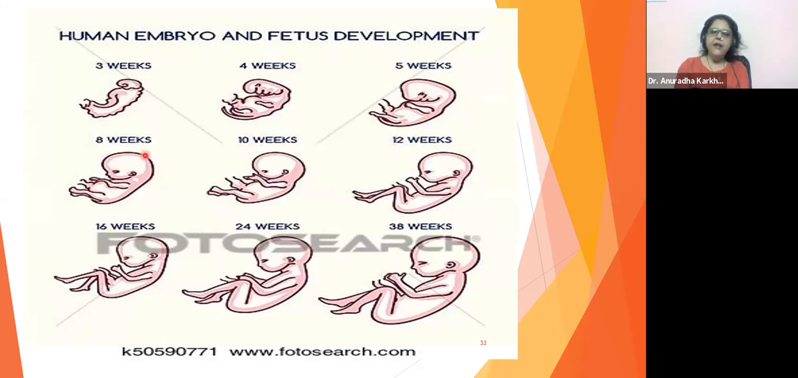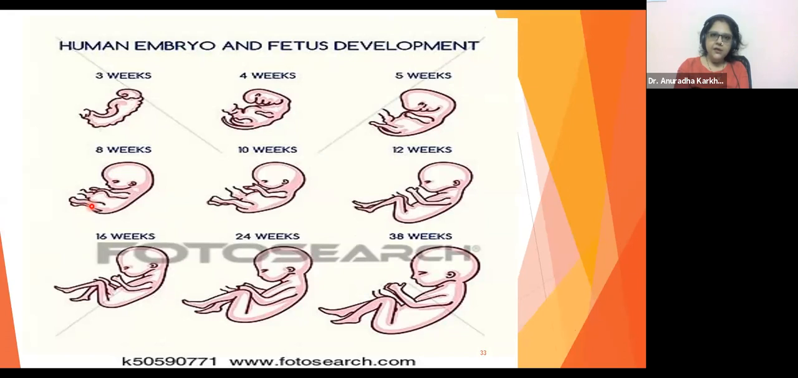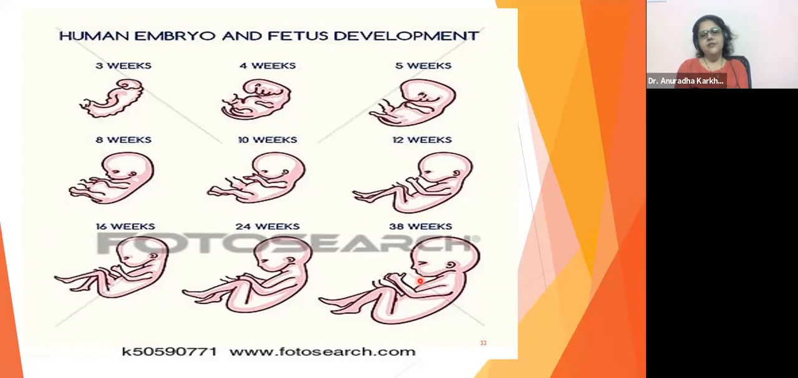So see, by the time the to-be mother comes to know that she is actually carrying, the fetus is around between 5 to 8 weeks, and it has developed this much already. 10 weeks, 12 weeks, 16 weeks, 24 weeks, and 38 weeks. Can you see this thumb? Many of the babies are going to be seen in the sonography with their thumb in their mouth.